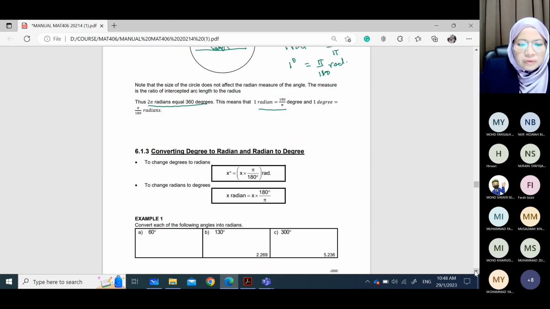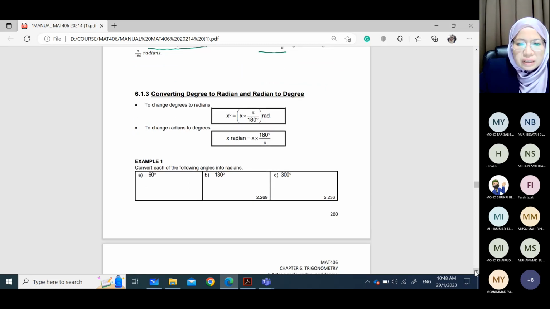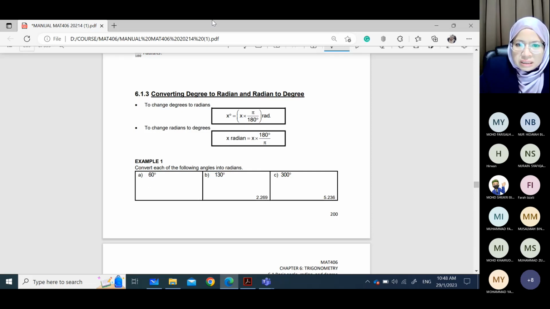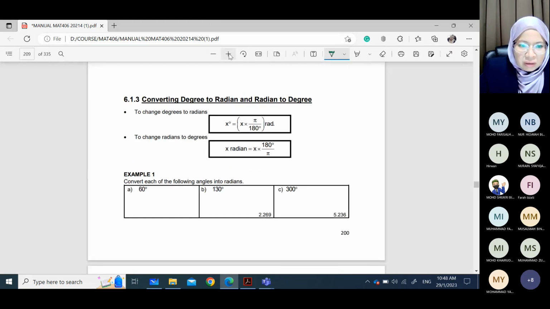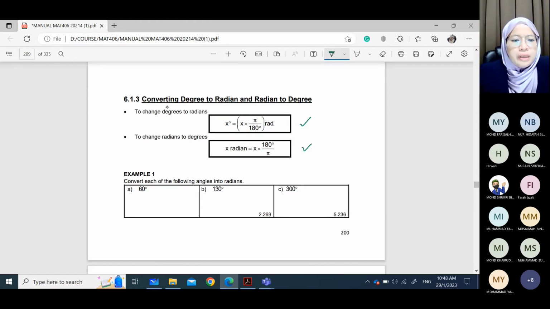Okay, so next we look at converting radian to degree and degree to radian. So ini adalah formula dia. Kita nak convert daripada degree kepada radian dan daripada radian kepada degree. To change degree to radian, x degree is equivalent with x multiplied with pi over 180 degrees in terms of rate. Dalam unit rate. So ini nak tukar daripada degree kepada radian.